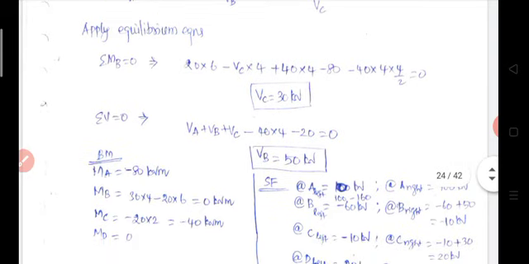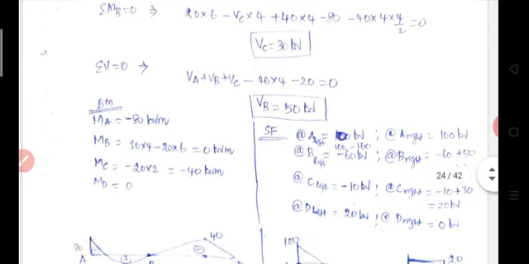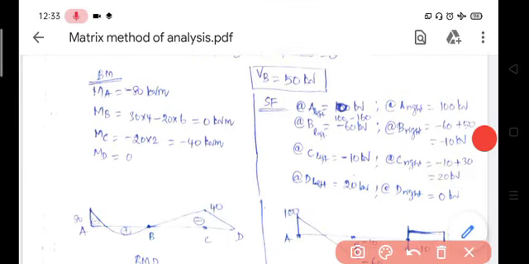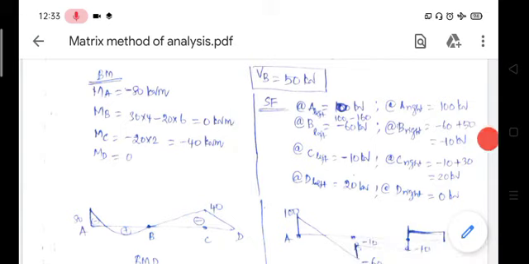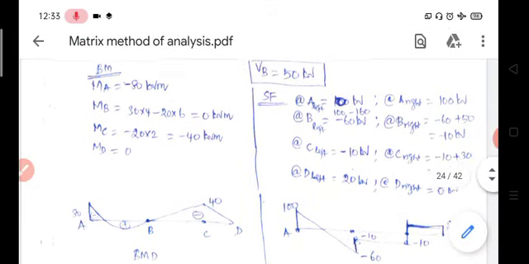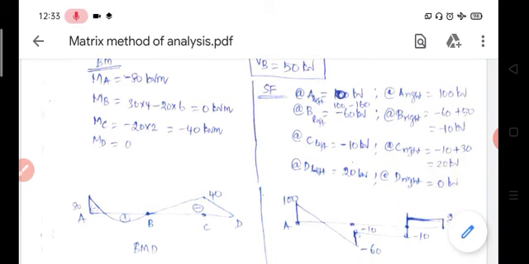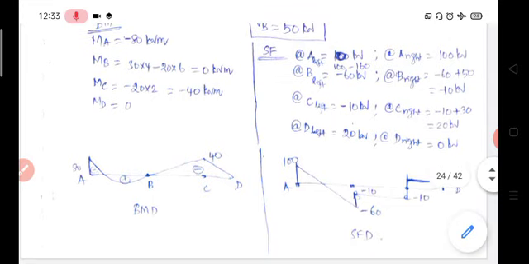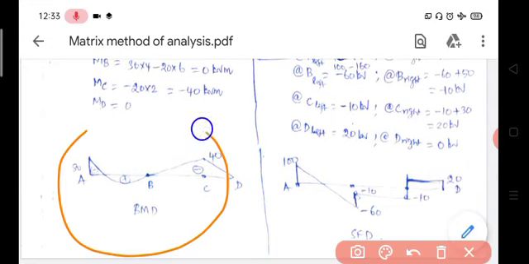So, after determining all the support reactions, now draw the shear force and bending moment diagram. You already know how to draw a shear force and bending moment diagram. So, bending moment at A is equal to, it is a fixed end moment, minus 80, then Mb is equal to 0, then Mc is equal to minus 40, Md again 0. So, this is the net bending moment diagram. So, it includes both hogging and sagging. Okay. So, net bending moment diagram.